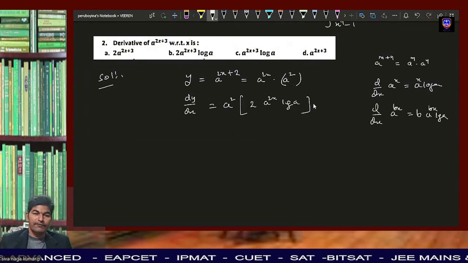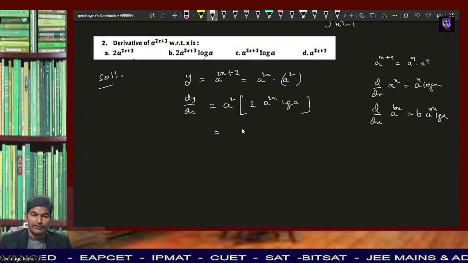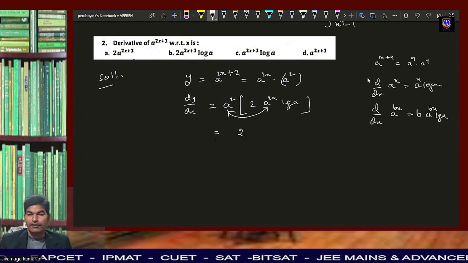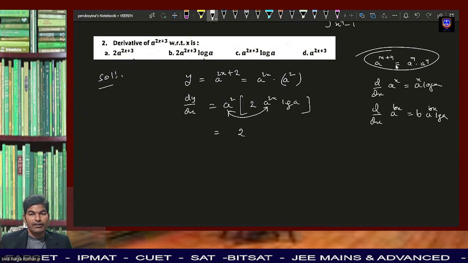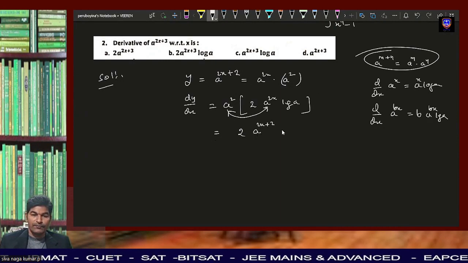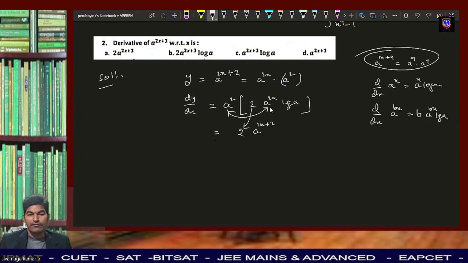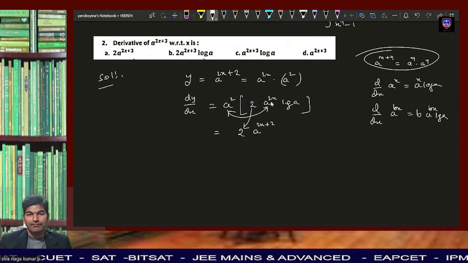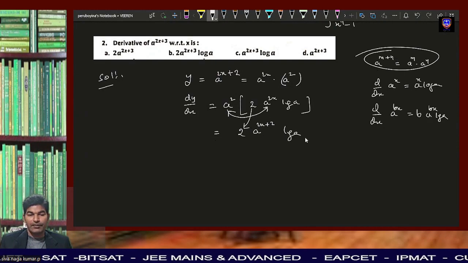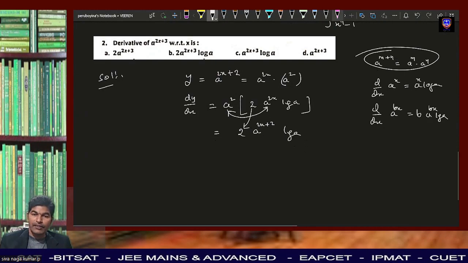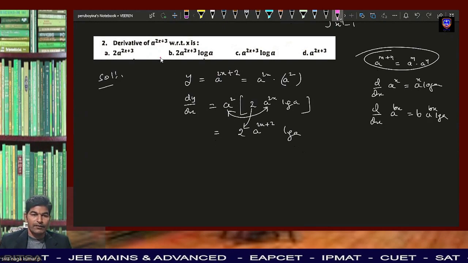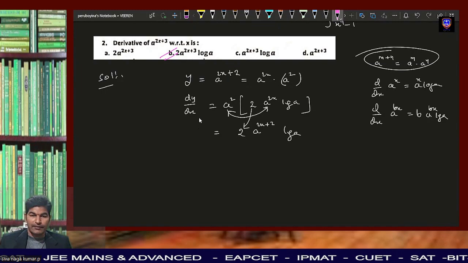This is the answer. Where is it? Identify. Okay, 1 minute. So 2 into, you can merge these two things because the bases are same. You can use this formula again. So a power, you can write 2x plus 2. You already wrote this 2 here, and these two are using a power m plus n. I wrote the same and log a. Now check for the answer. Where is it? 2 into a power x into log a. Option B is correct.